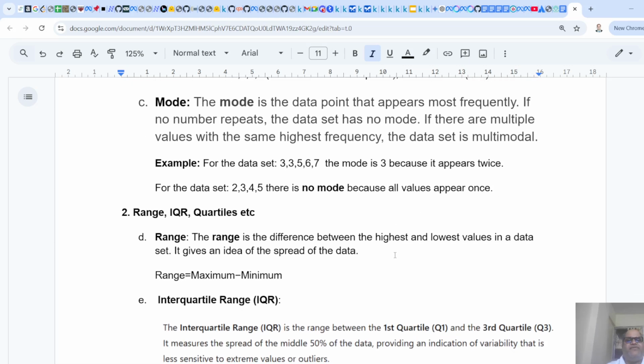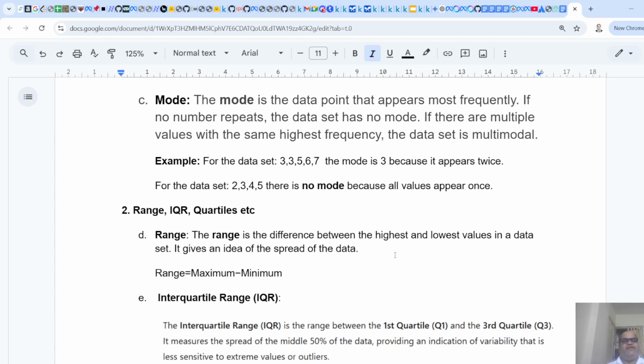Mode is another important measure that typically talks about the most frequent data point. The way you find it is the one number with the highest frequency. And as you know, if you don't have one number, then you choose the one which is equal to the next most frequent number. That's how you find it.